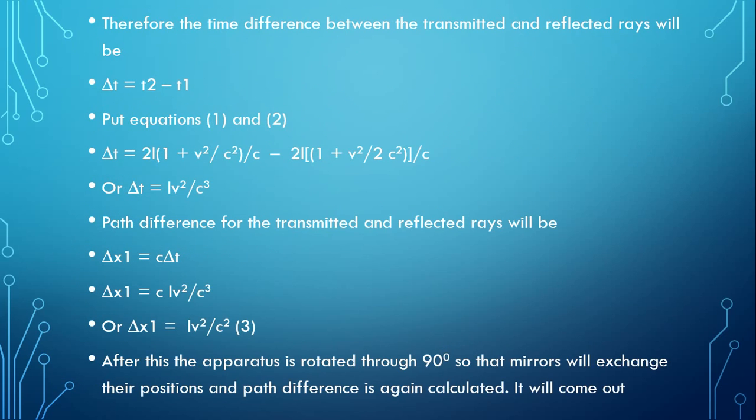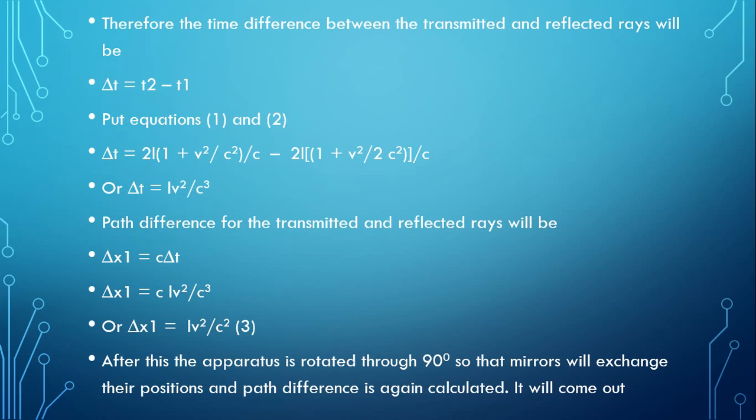Therefore, the time difference between the transmitted and reflected rays will be delta T equal to T2 minus T1. Putting in equations 1 and 2, delta T equal to l v square by c cube. The path difference for the transmitted and reflected ray will be delta l1 equal to c into delta T, equal to c l v square by c cube, or delta l1 equal to l v square by c square. Equation 3.